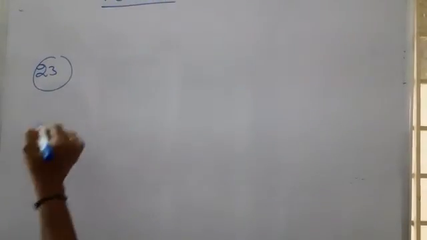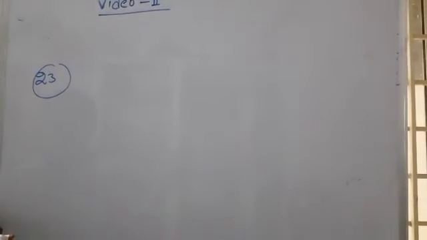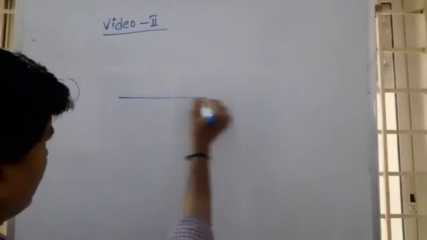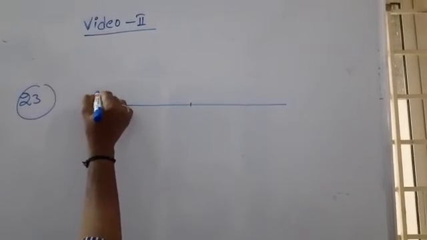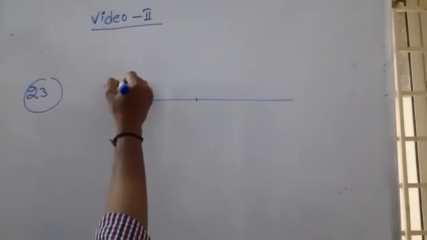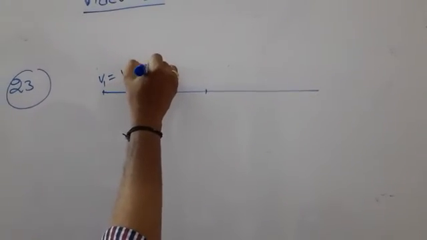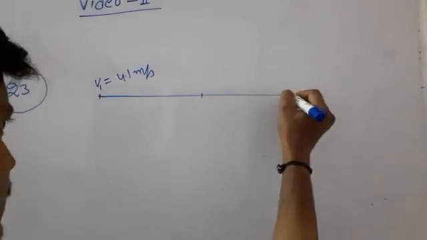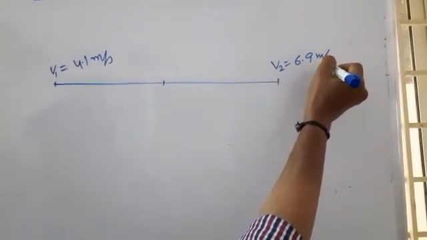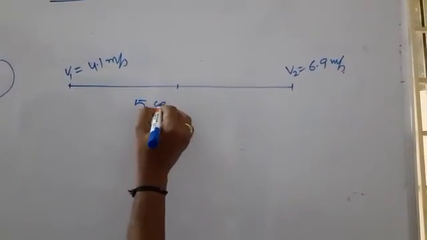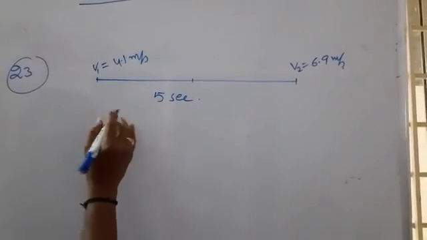Third, next one. A car is moving in a straight line. We need the velocities at two positions. The first point has velocity 4.1 meters per second. At the second point it achieves velocity v2 equal to 6.9 meters per second. The duration is 5 seconds. Find the average acceleration.